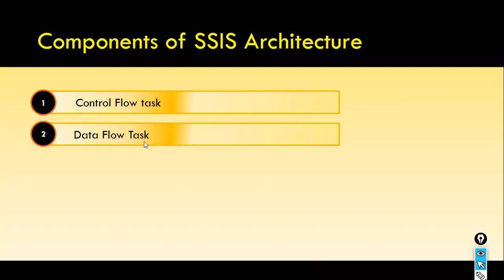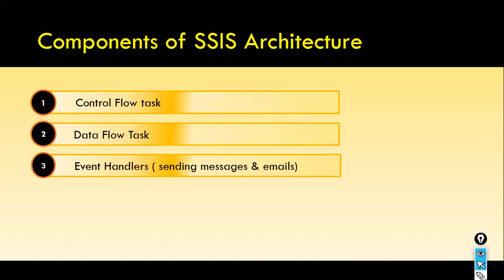And the next one is the data flow task. It is the heart of SSIS. The control flow is the brain of the SSIS package, whereas the data flow task is the heart of your SSIS. The SSIS data flow task helps us to move the data between sources and destinations, and also it allows us to transform, clean, and modify the data as it is moved.